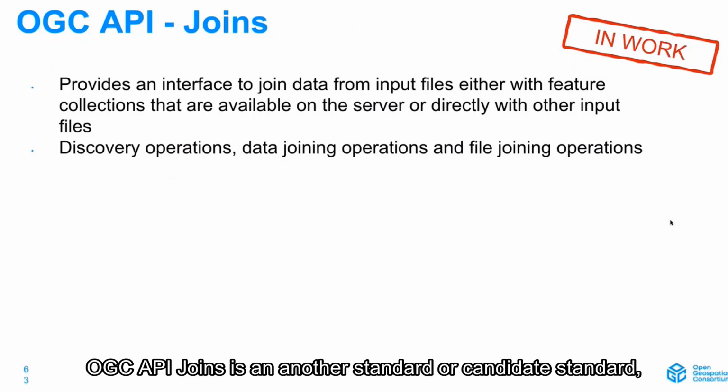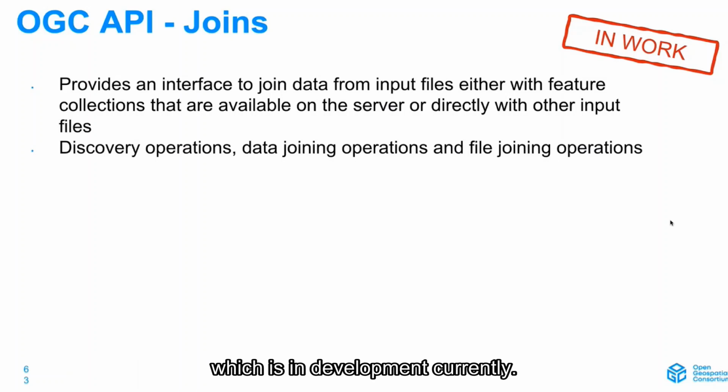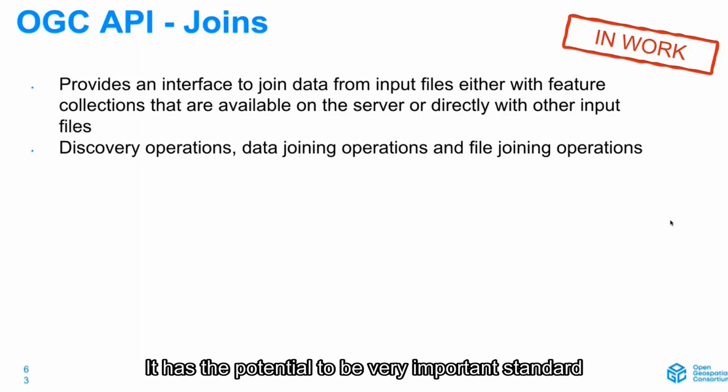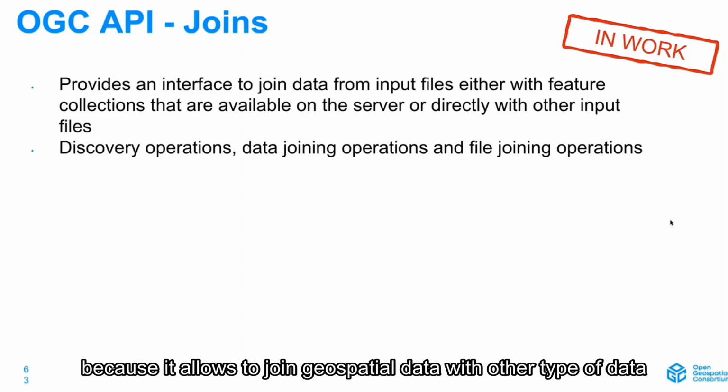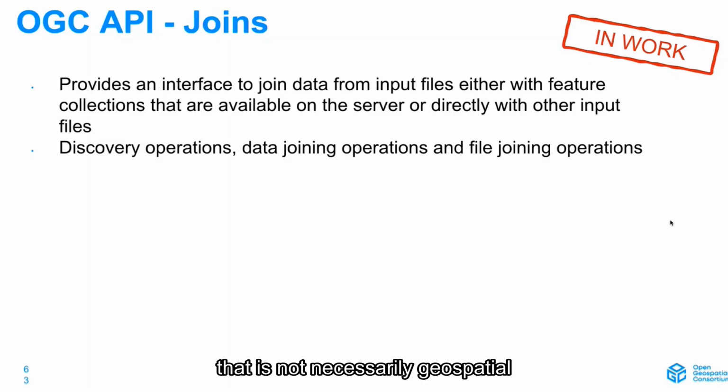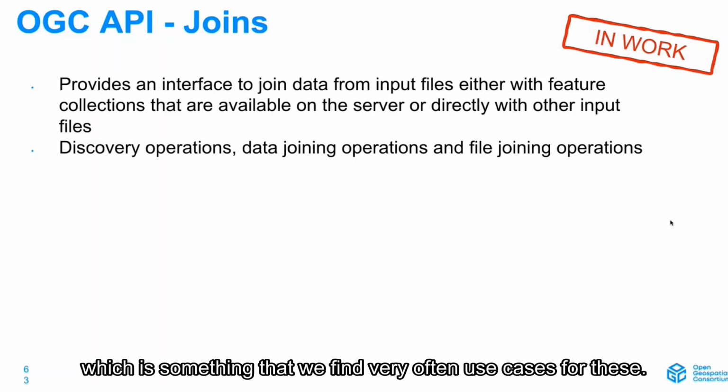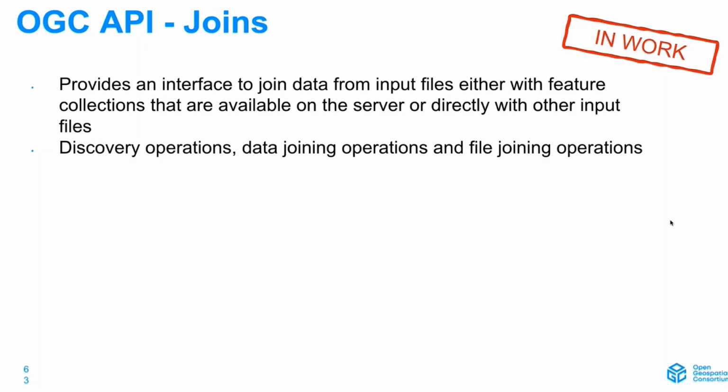OGC API Joins is another standard, or candidate standard, which is in development currently. This has the potential to be a very important standard because it allows us to join geospatial data with other types of data that is not necessarily geospatial, which is something that we find very often use cases for, right?